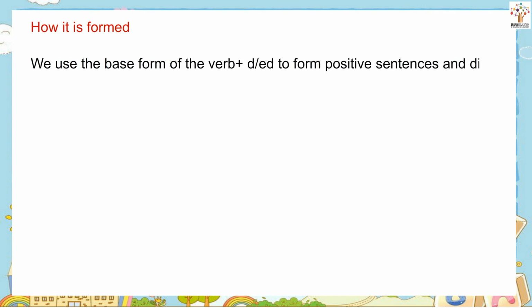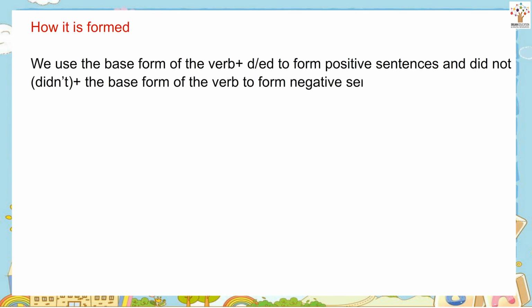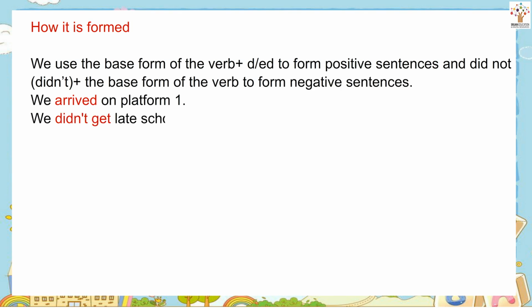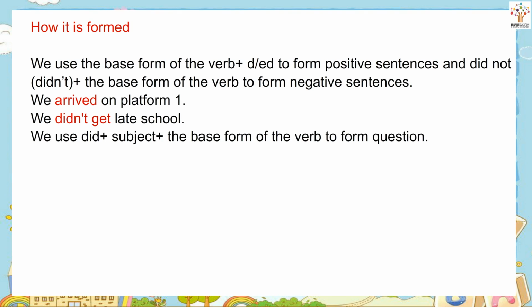How it is formed. We use the base form of the verb plus d, ed, to form positive sentences and did not, didn't, plus the base form of the verb to form negative sentences. We arrived on platform 1. We didn't get late to school. We use did plus subject plus the base form of the verb to form questions. Did you reach on time yesterday?